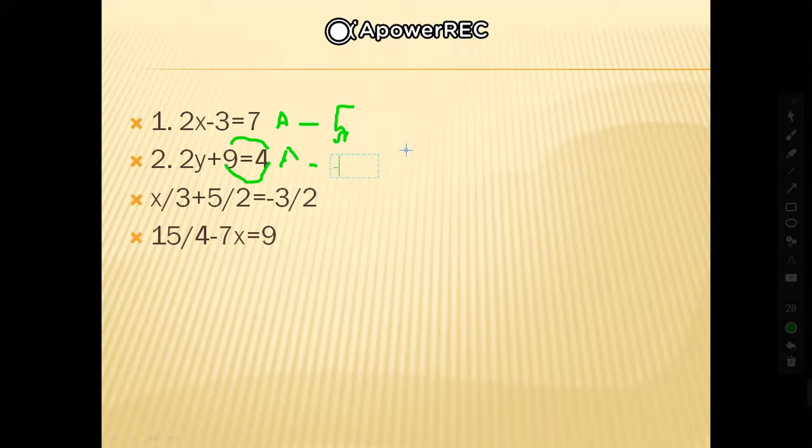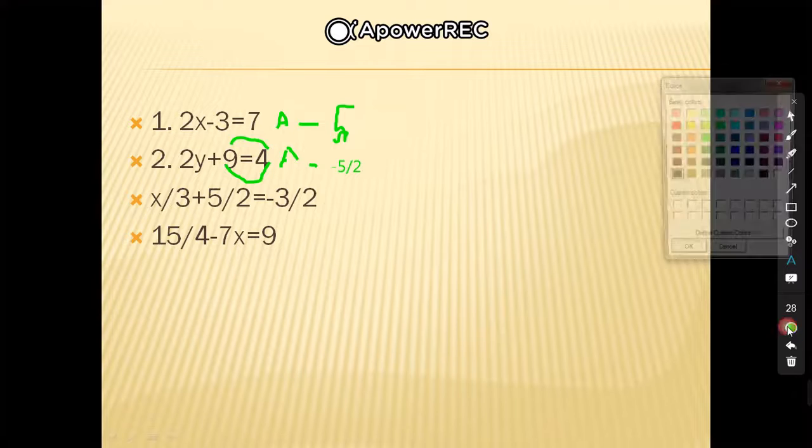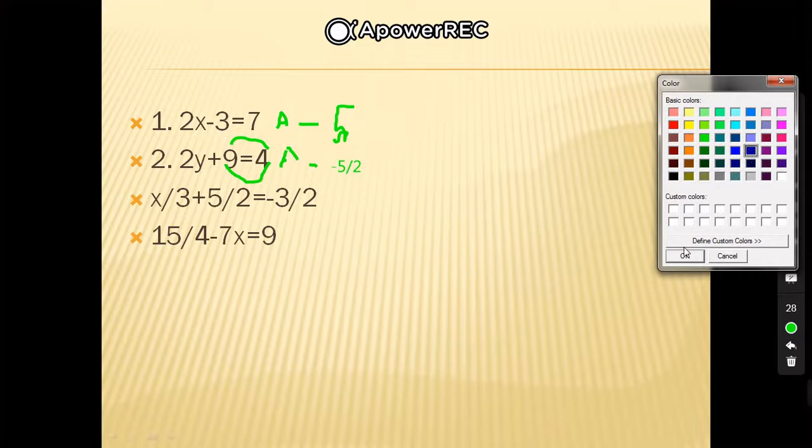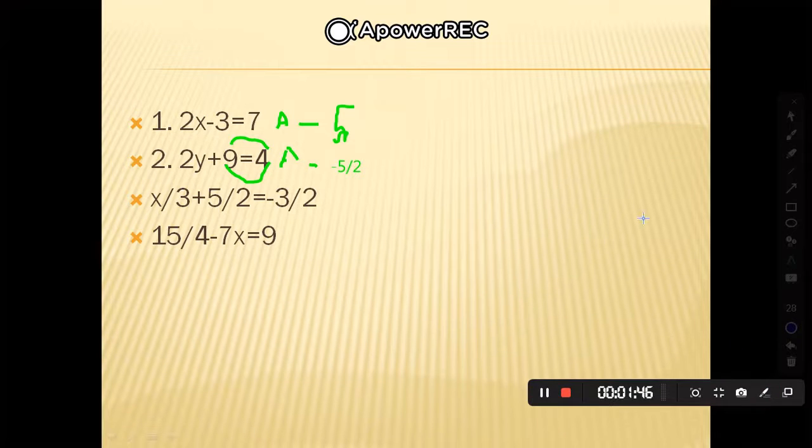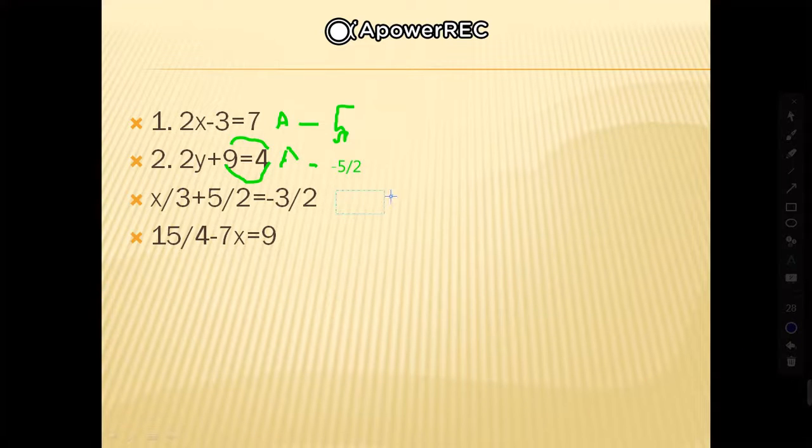The answer is minus 5, but in Hindi we say minus 5 divided by 2, or 2 divided by minus 5. Yes, that's right. Let's choose the next color. Now the next question is x by 3 plus 5 by 2 is equal to 3 by 2.